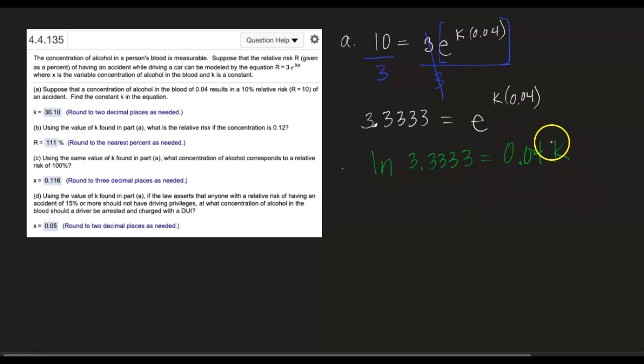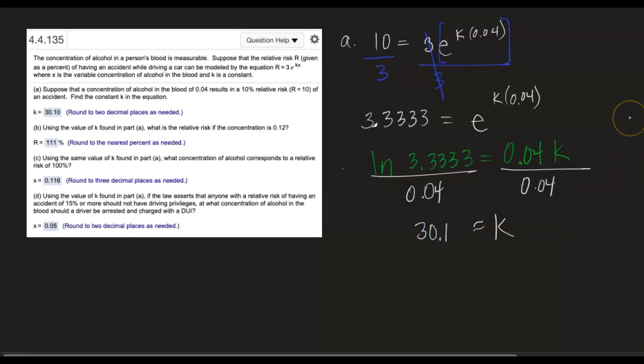I mean, it's the same thing as k times 0.04, but I think it's a little bit more standard. So after that, what I would want to do is divide both sides by 0.04. And just watch this in your calculator as you type that in, and you should get that k is approximately 30.1 or 30.10. All right, after that, we're going to keep this value of k for the rest of the problem here down. Okay, so just keep that in mind, that now that we've solved for that constant, it stays the same in the rest of the problem.